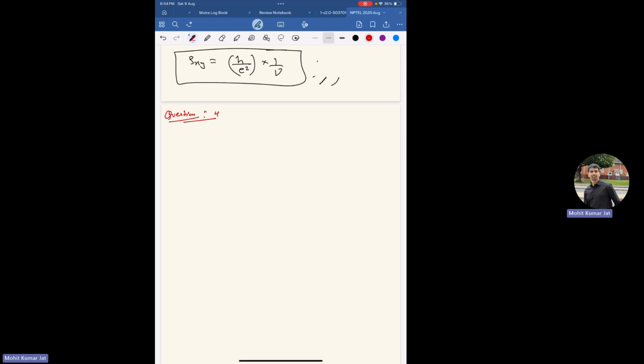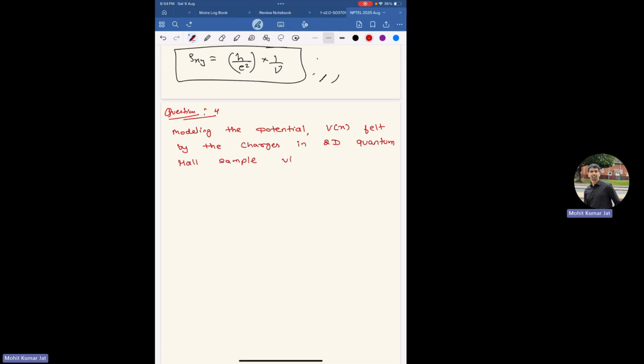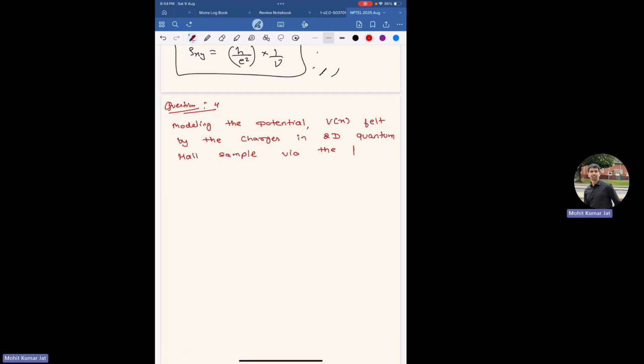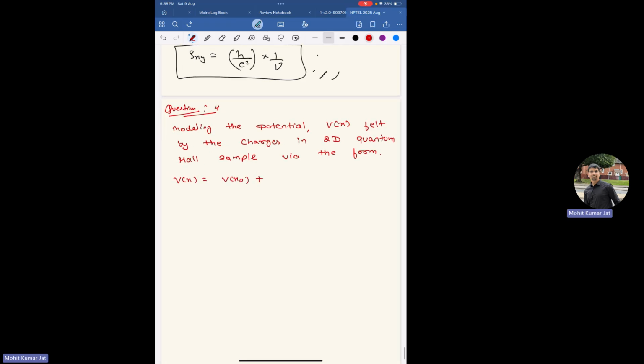So the question says that modeling the potential Vx felt by the charges in 2D quantum Hall system sample via the form, this is given: Vx is equal to Vx0 plus del V by del x at x equals x naught, the Taylor expansion, times x minus x naught, and higher order terms are neglected.